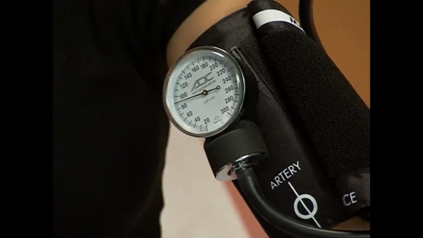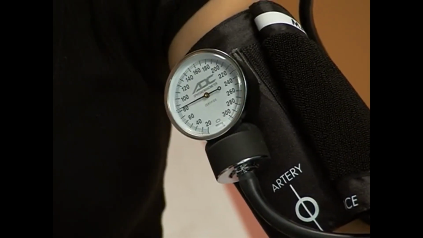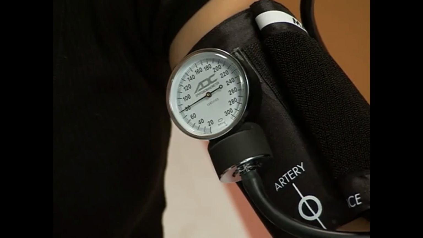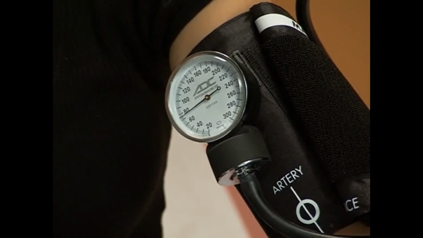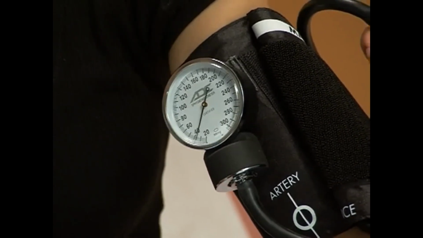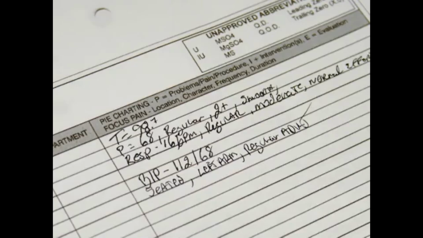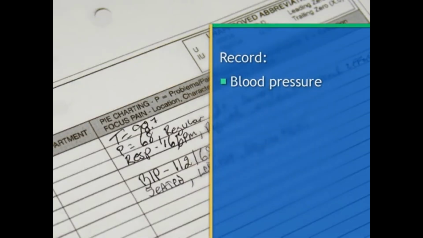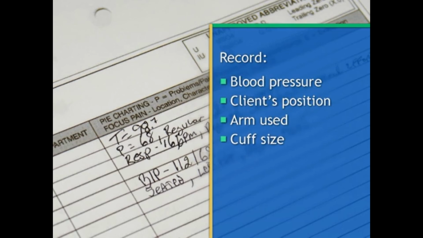Continue deflating the cuff, noting the point when the last pulse sound disappears. Read the gauge. That point defines the client's diastolic BP. Record the BP. Also record the client's position, which arm was used, and the cuff size, particularly if non-standard.